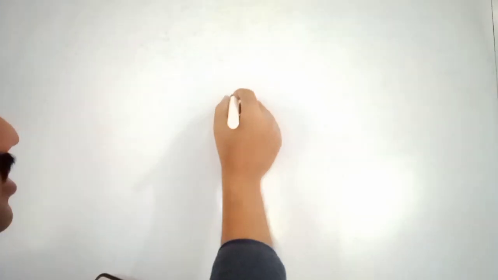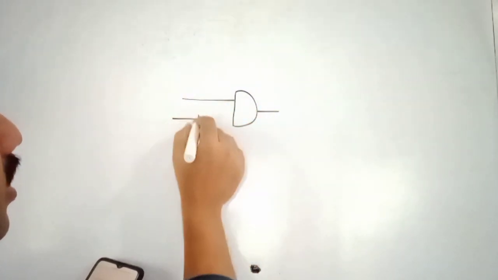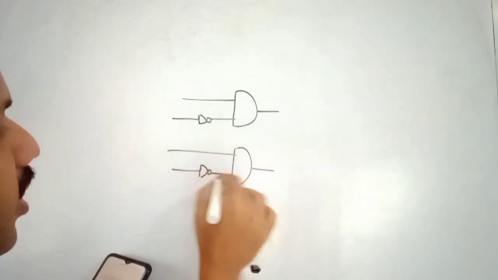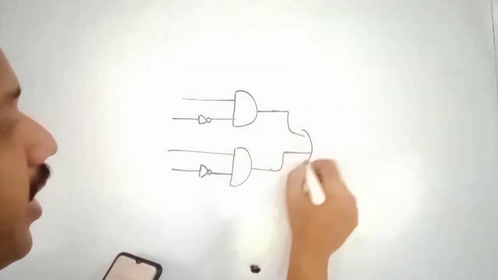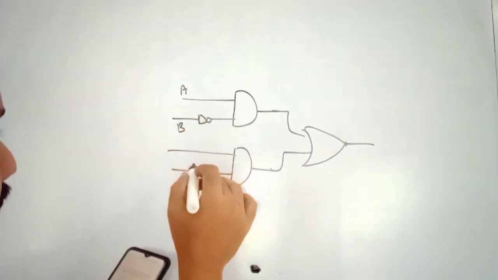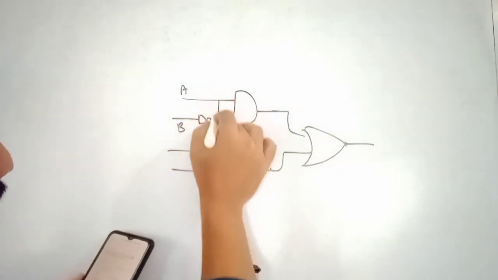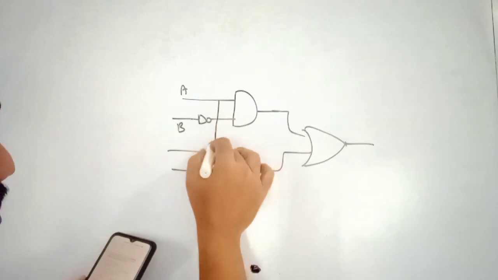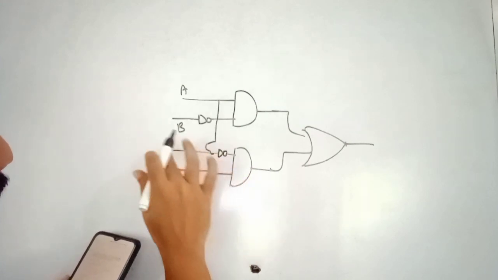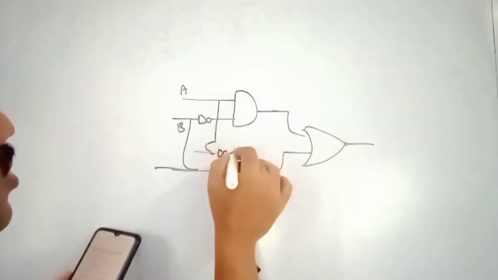Now I am taking the diagram like this. This is an AND gate, and a NOT is connected here. Another AND gate, and a NOT is connected over here. Now this is connected to an OR gate. This is A, this is B. This A is connected over here, and here a NOT gate is given, and B is connected over here.